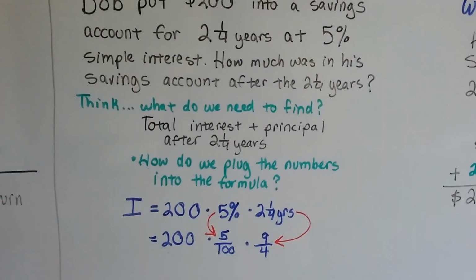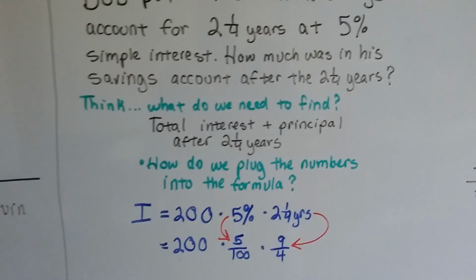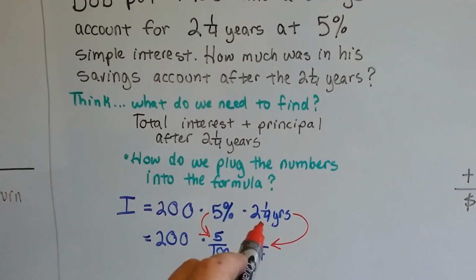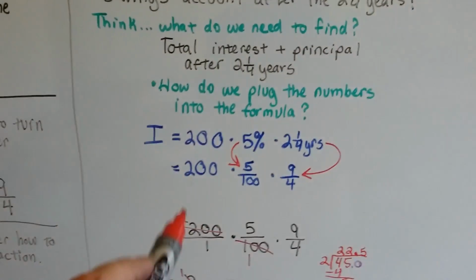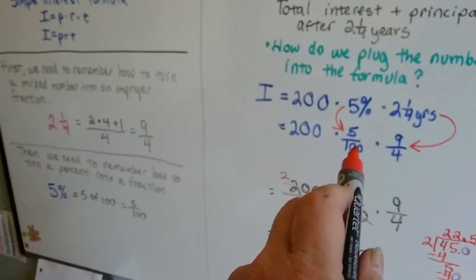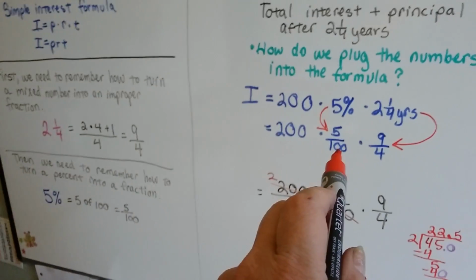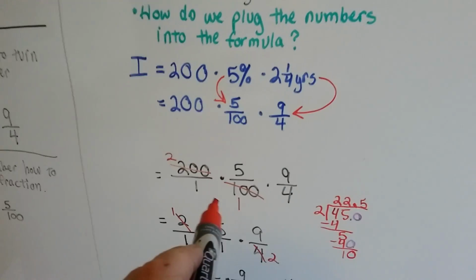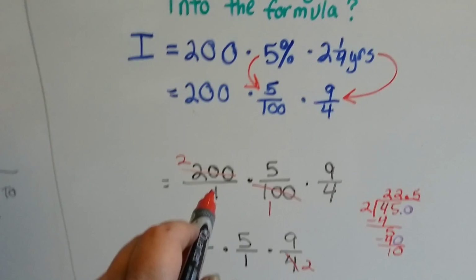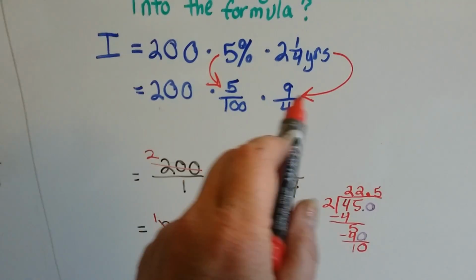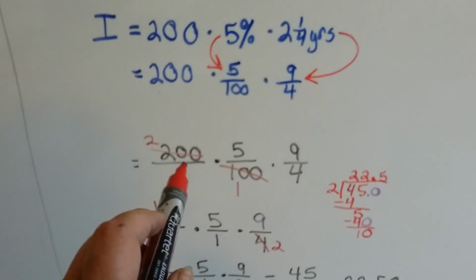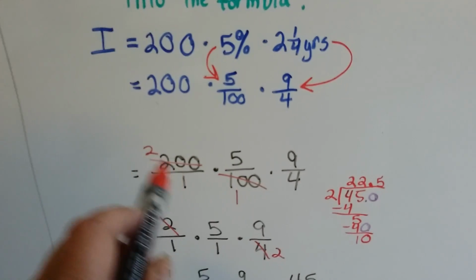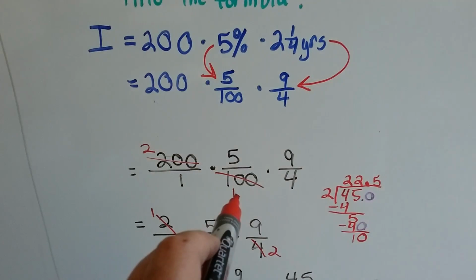So how do we plug the numbers into the formula? Well, the principal is 200, the interest rate is 5%, and the term is 2 1/4 years. So as we saw over here, we're going to turn the 5% into 5 over 100 and the 2 1/4 years into 9/4. Now, we have the 200 over 1 to turn it into a fraction because we've got all these fractions, and we can look at 200 and 100 and see that they can cancel each other out as a 2 and a 1.